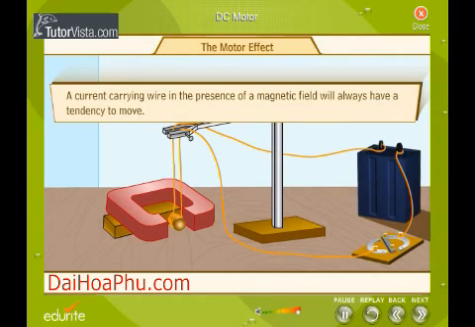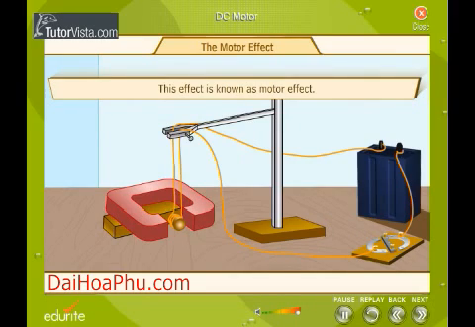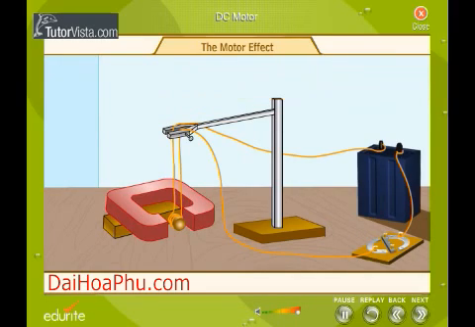A current-carrying wire in the presence of a magnetic field will always have a tendency to move. This effect is known as motor effect. Want to watch the motor effect?